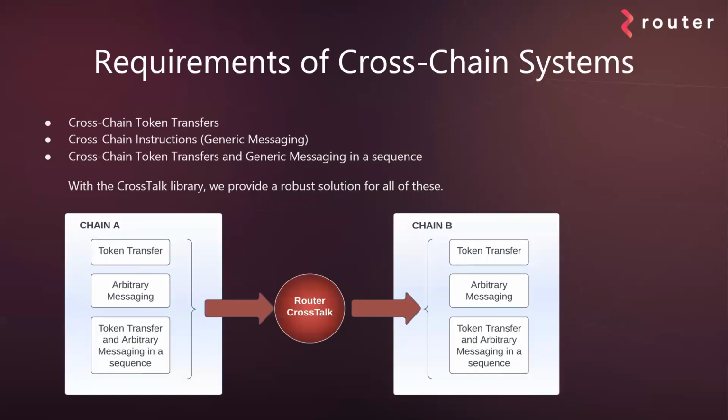If we talk about the requirements of cross-chain systems, you will find mainly there are three requirements. The first one is cross-chain token transfers, for example if you want to transfer your USDC from Polygon to BSC. The second is cross-chain instructions. If you want to instruct your contract on the other chain to do something, that is one of the requirements also. And if you want to do both of these in a sequence, so if you want to swap your tokens and then do something, that is the third requirement we have discovered.